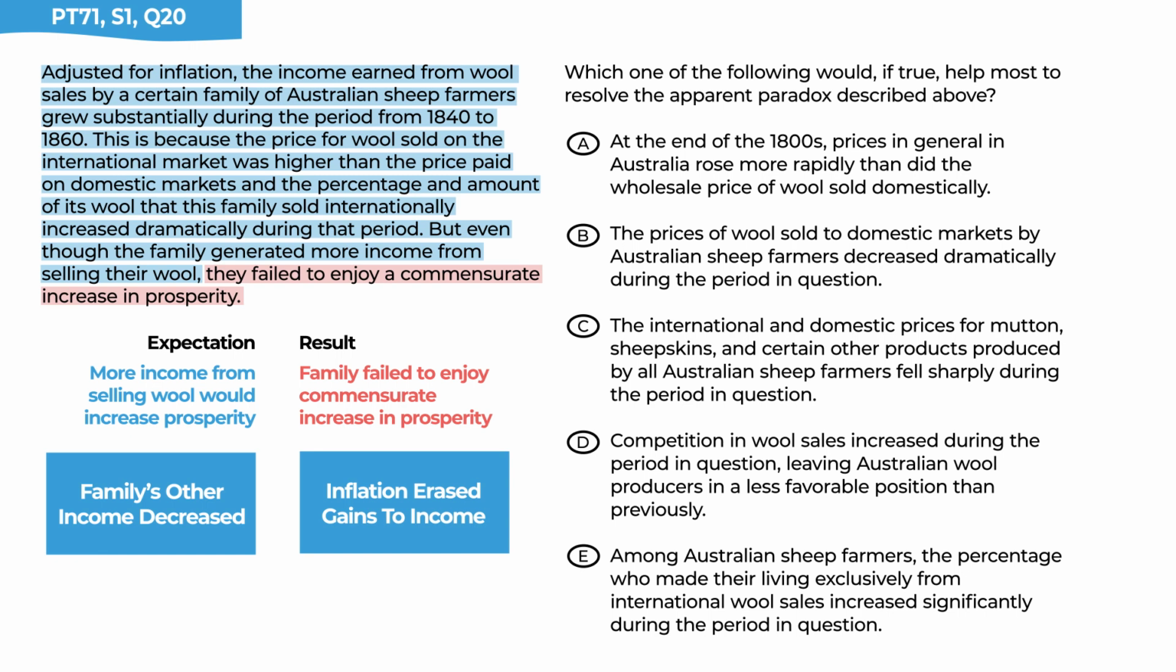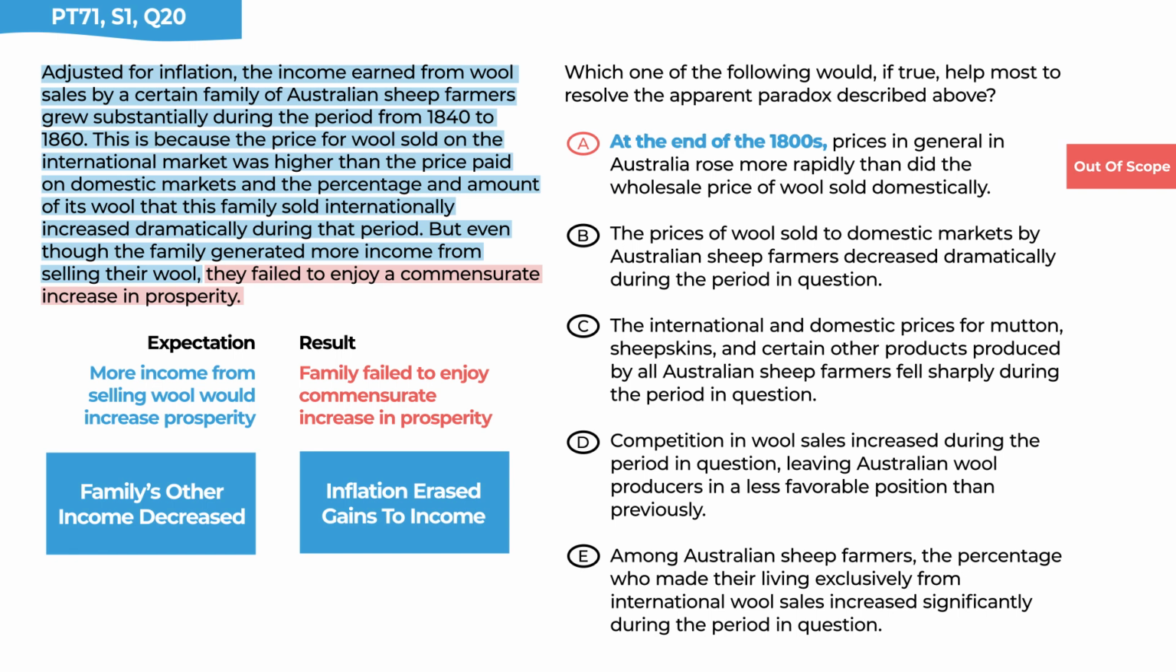But here's the trap associated with answer choice A. It starts with the words at the end of the 1800s. And if we look very carefully, this family and the time period that we're discussing is between 1840 and 1860. That is not at the end of the 1800s. And answer choice A, well, it's perfect otherwise. It's out of scope because it's dealing with the wrong time period.